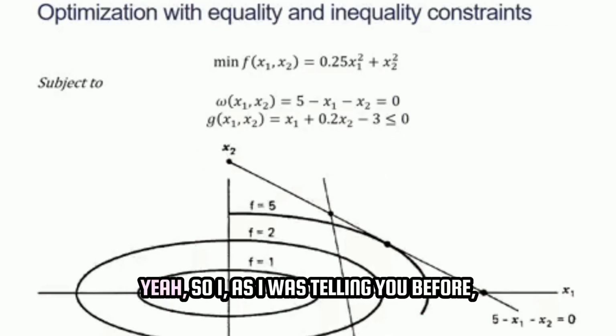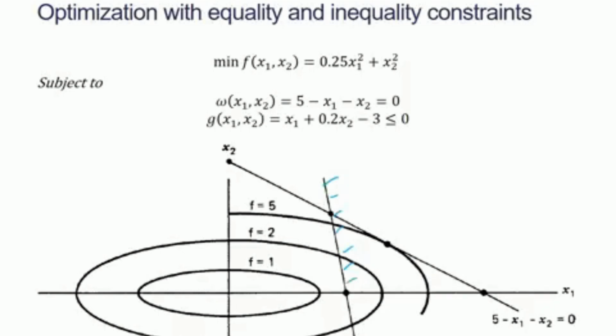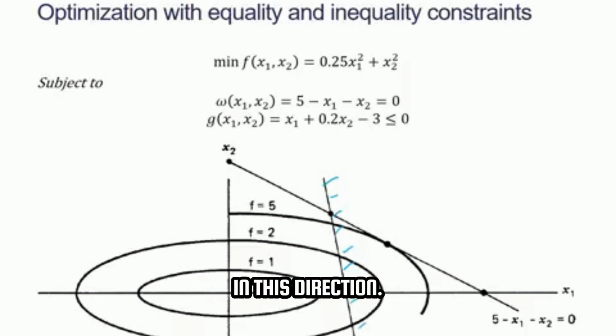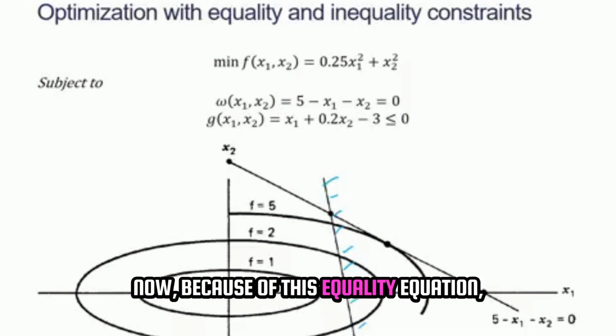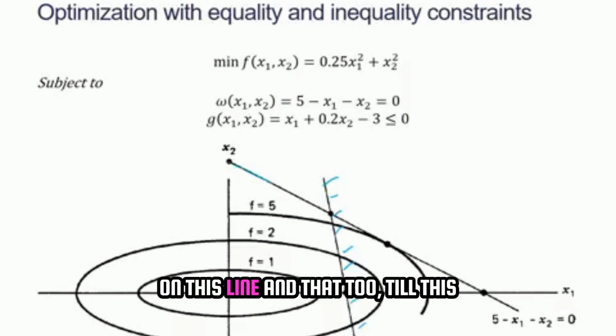As I was telling you before, this will act as a mirror. So basically, the solution should always lie in this direction, right? Now, because of this equality equation, we can also say that the solution will only lie on this line, and that too till this point.